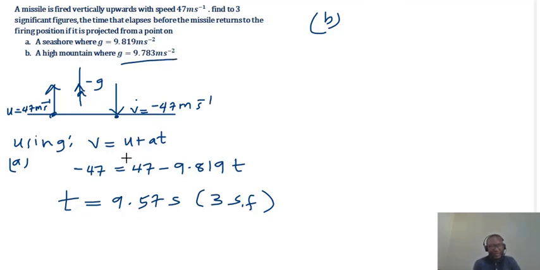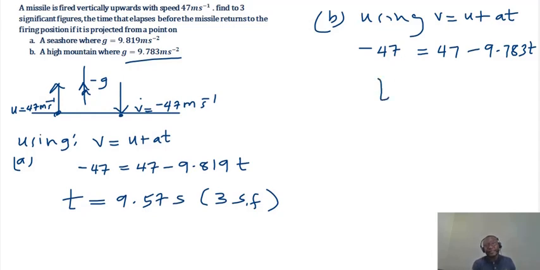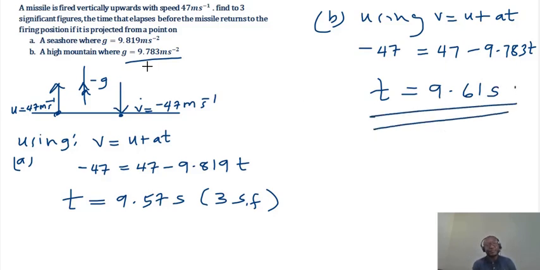Now part B, we are going to change this here. So using v being equal to u plus at, still the final velocity will be negative 47, being equal to initial velocity 47 minus, because it is projected against gravity, which is 9.783 t, right? On simplifying, our t will be 9.61 seconds here. And this is for part B.